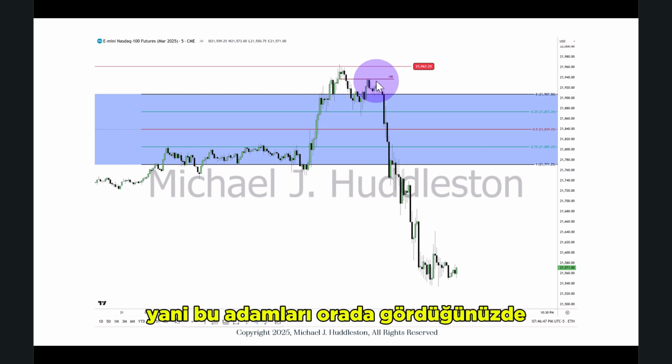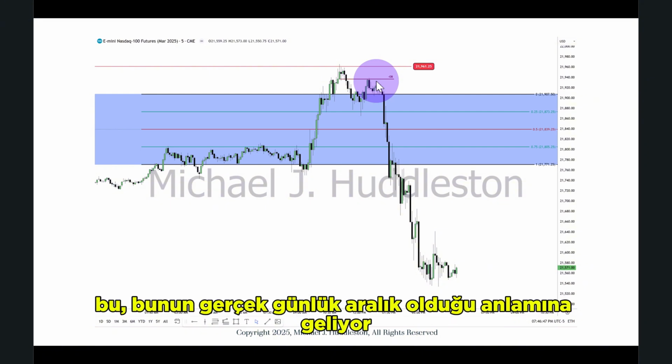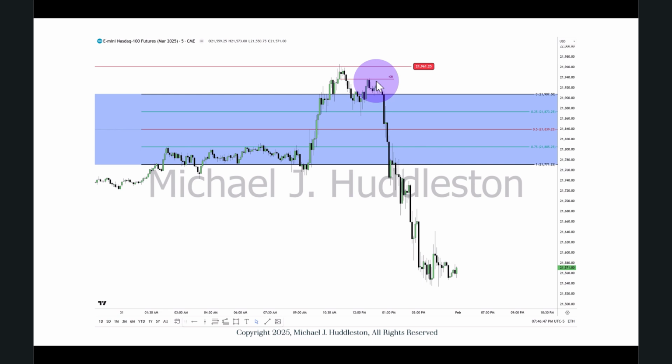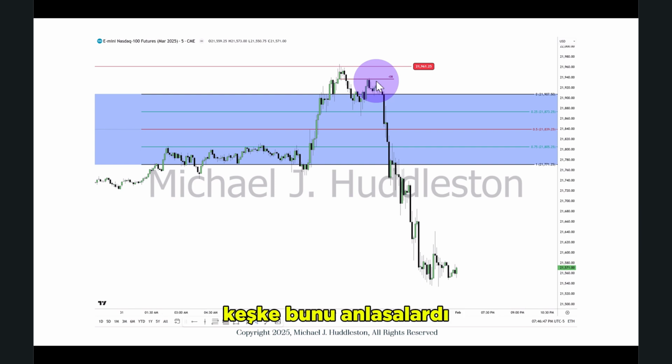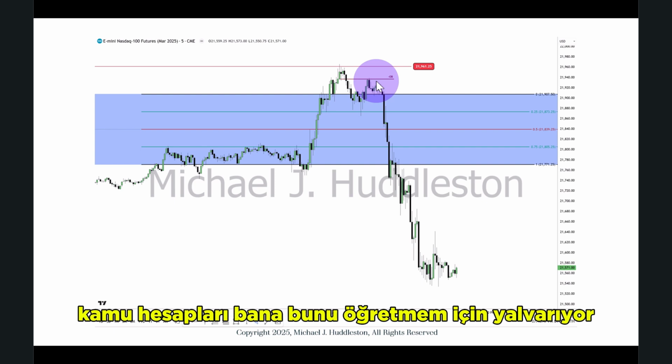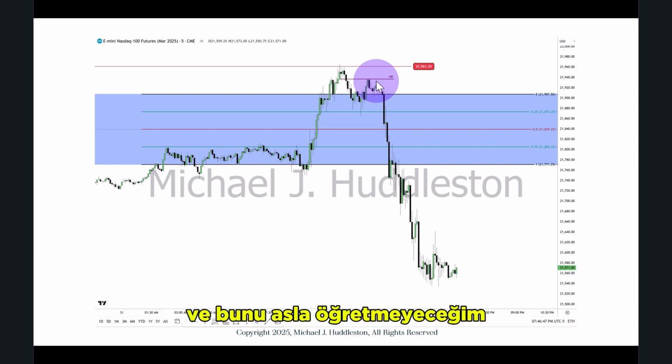So when you see these guys out there saying they know what an IMP24 is, if they don't know how to call the daily range formation, that means the actual daily range, how it's formed, okay? That is not borrowed logic. The people that sit on social media and say those types of things, they wish they understood this. They're the ones that are in there making sock puppet accounts, begging me to teach it. And I'm never going to teach that. It's too good, okay? It's too good.